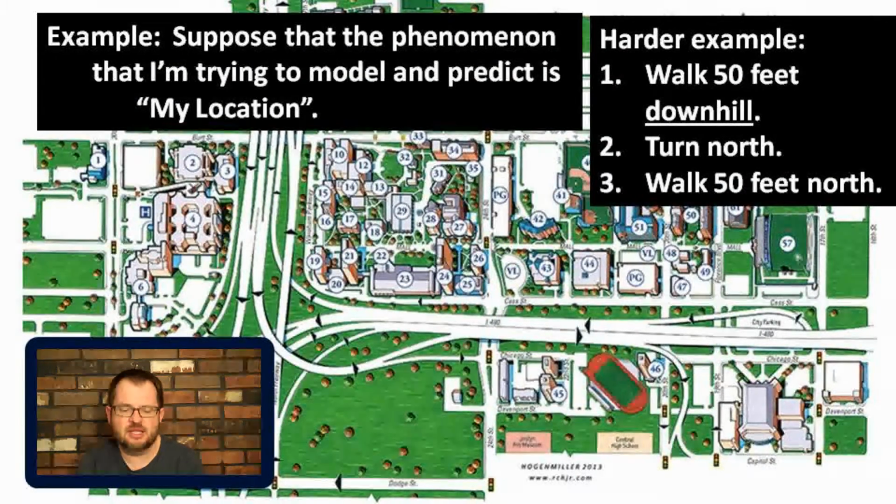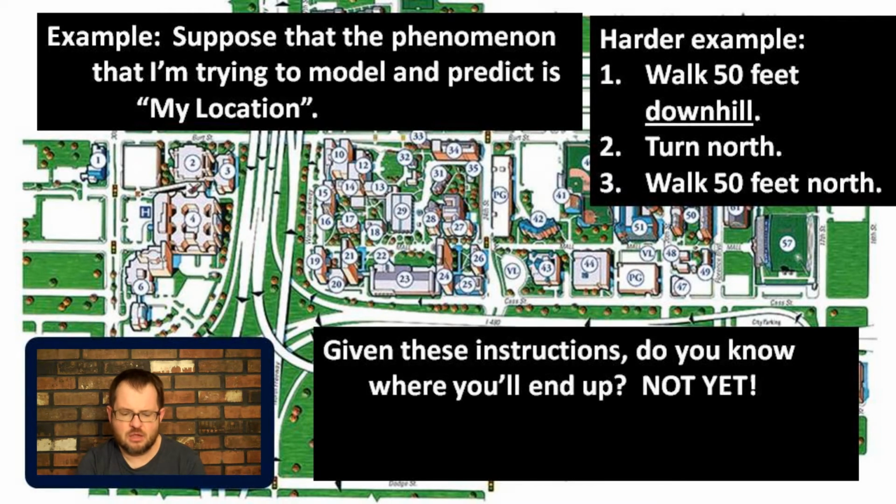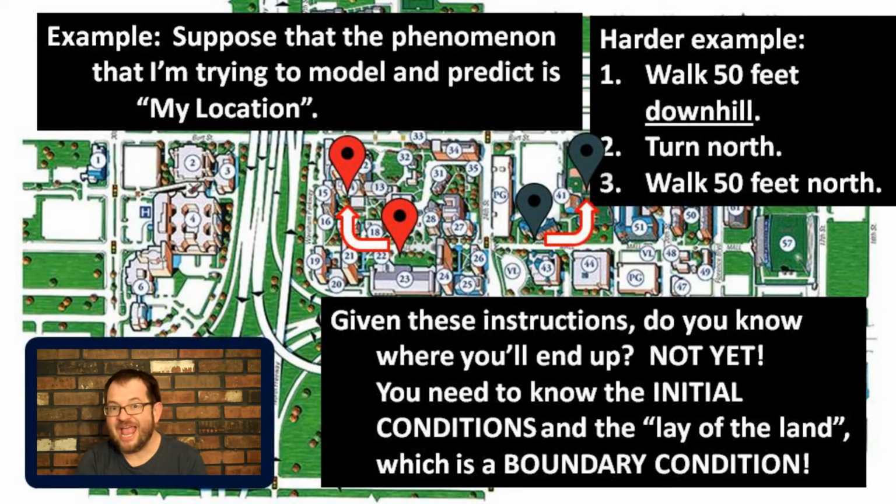Here's a harder example. What if step 1 was walk 50 feet downhill, then turn north, and then walk 50 feet to the north? Oh, okay. Well, following those instructions, can I predict in advance where I'm going to end up? No, because I don't know where I started, and I don't know the lay of the land. There's nothing about these rules that tell me anything about where there's hills and stuff like that. That's going to be about a boundary condition. That's something outside of the rules.